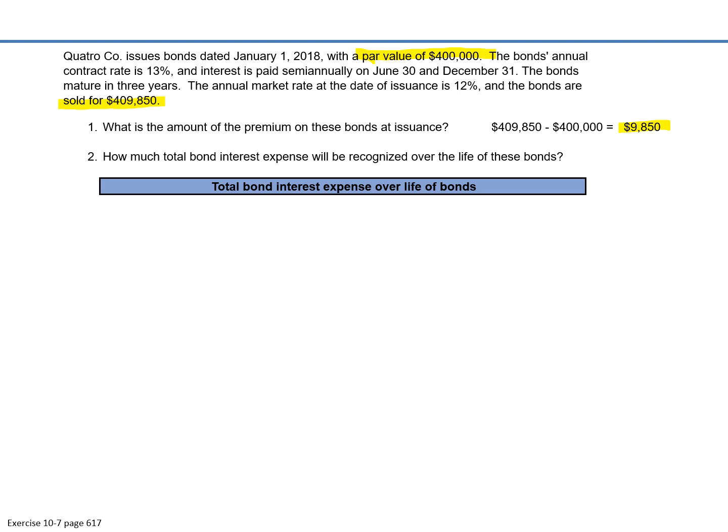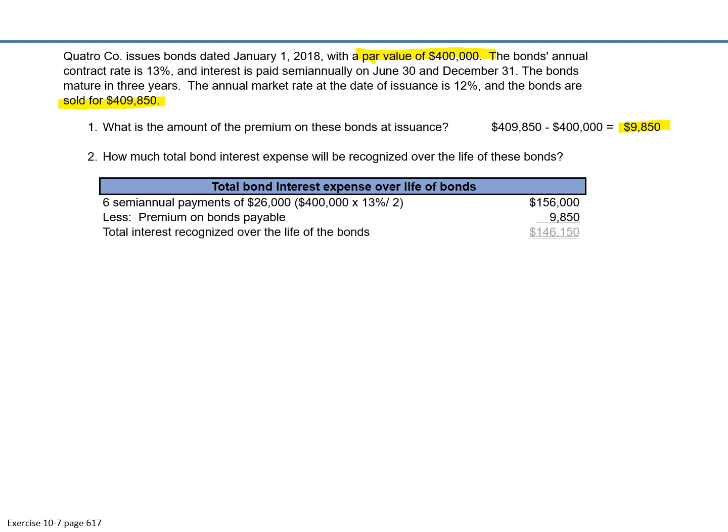So when you're talking about premium, the premium amortization offsets your actual cash payments of interest. So here's how this works. So we have 6 semi-annual payments of $26,000. How we came up with that $26,000 is the $400,000 par value times 13% divided by 2, because that's the annual rate. Okay, that's $26,000. So if we have 6 payments of $26,000, that's $156,000 total interest, less our premium on bonds payable, $9,850. So we have a net of $146,150.